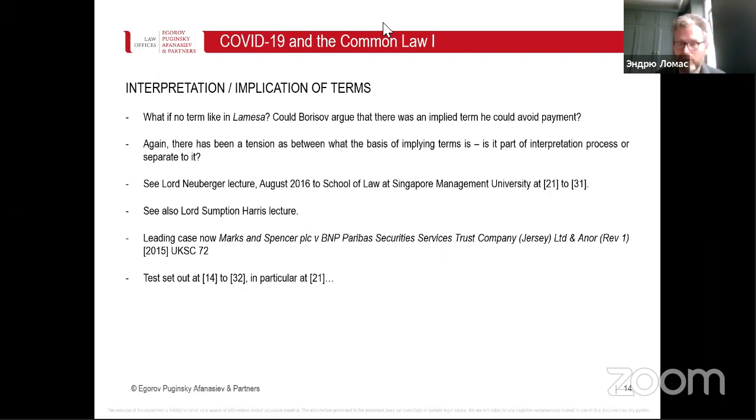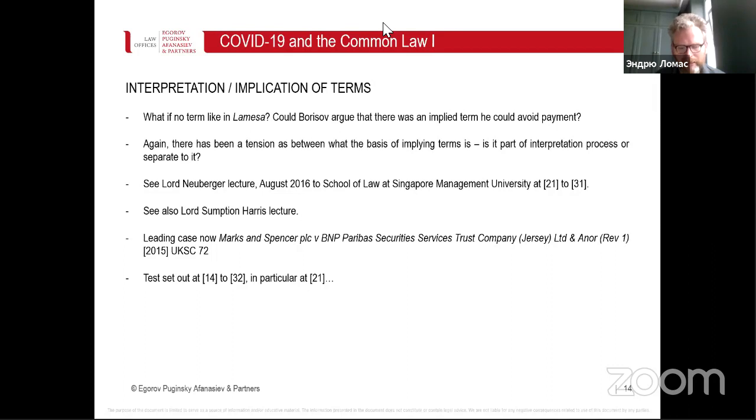And again, this isn't a long lecture. It's worth, for anyone who's interested, looking it up and reading it in full. He basically characterizes implication as a gap-filling exercise. So you look first to what the terms of the contract are, and then you see, are there any gaps? And that's slightly simplifying it, because as we'll come on to, the test and the threshold is actually quite a high one. But essentially what he's saying in this lecture is that it had always been the orthodox view that implication of terms was an entirely different exercise from interpretation of a contract.